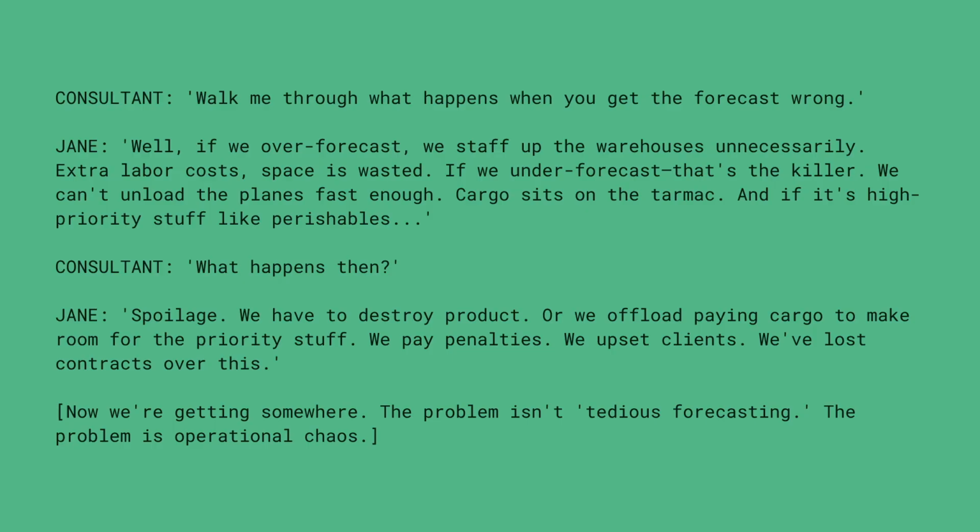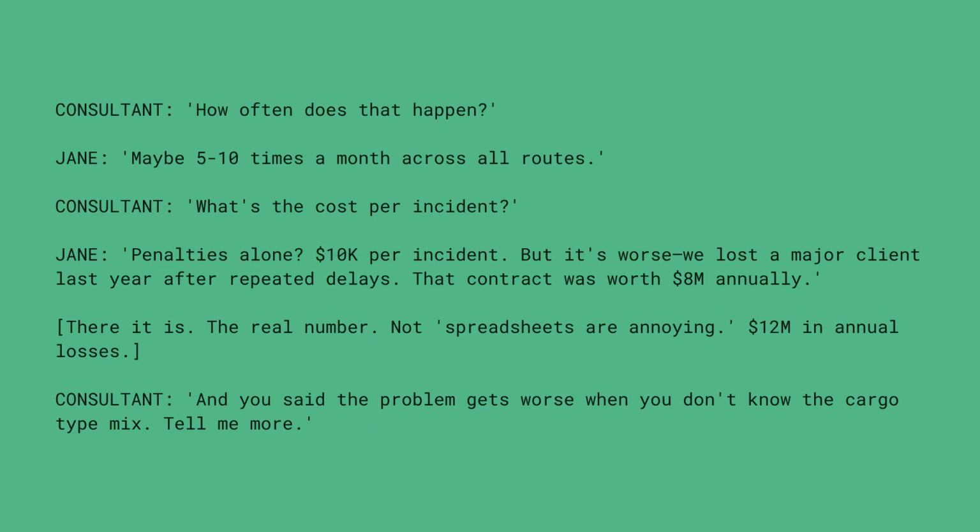Now we are getting somewhere. The problem isn't tedious forecasting, the problem is operational chaos. So the consultant asks, how often does that happen? Jane says, maybe 5 to 10 times a month across all routes.